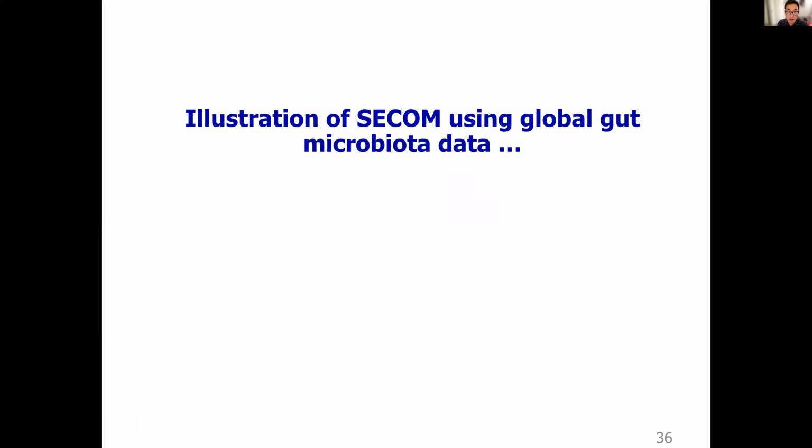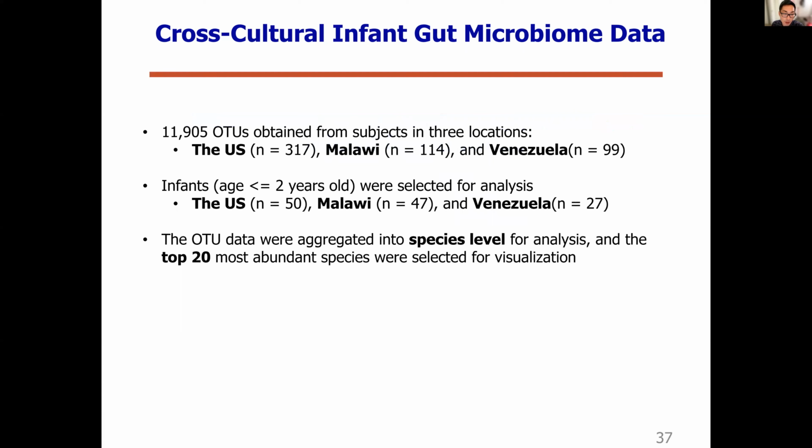So finally, I would like to illustrate the usage of SECOM using a well-known real dataset, which is the global gut microbiota data. This data consists of more than 10,000 OTUs obtained from subjects from three different locations: the US, Malawi, and Venezuela. Because the subjects in this dataset have a wide range of ages, we only subset those less than 2 years old as the infant babies.